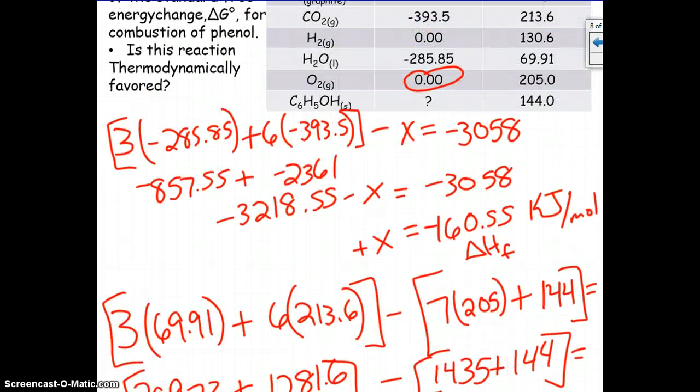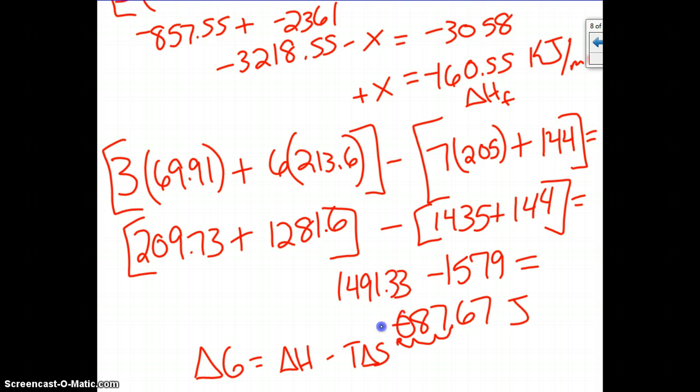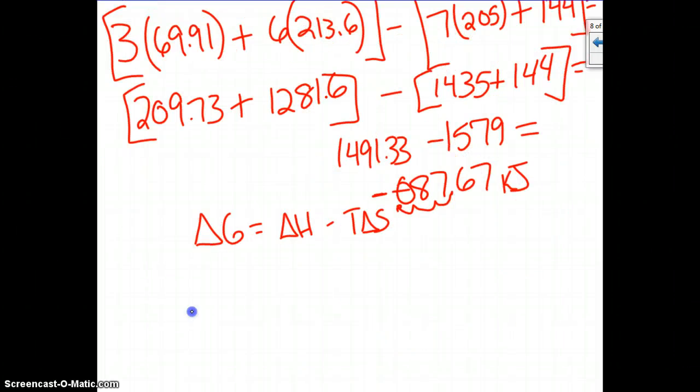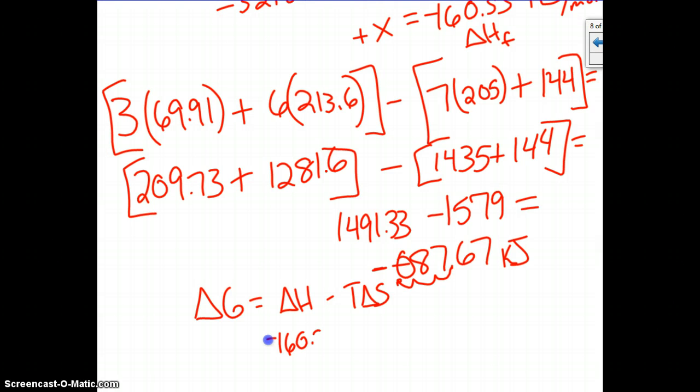All right, now we got to get to delta G. So we're going to do delta G equals delta H minus T delta S. Now, entropy is in joules, and the enthalpy is in kilojoules, so you can convert either one you want. I'll just go ahead and convert this one since it's down here. So I would have negative 0.08767 kilojoules for my entropy. So now I'm going to plug in my values. Delta H, I had negative 160.5.